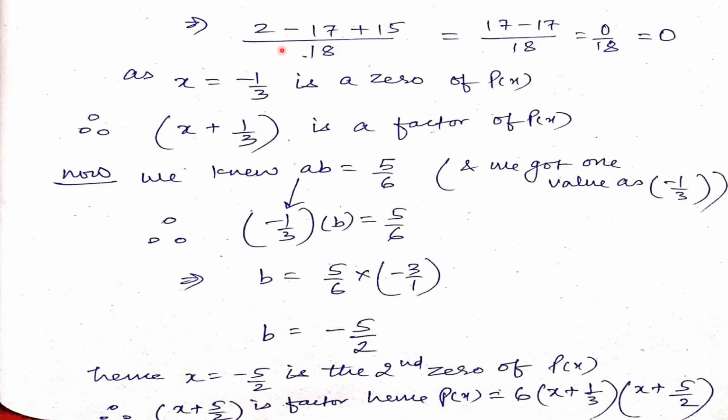See, I have taken the LCM of 18. 2 minus 17 plus 15, 17 minus 17 upon 18, 0 upon 18 equal to 0. So, finally, we have got the first 0 of our quadratic equation.